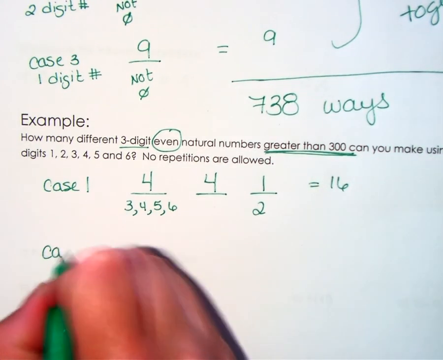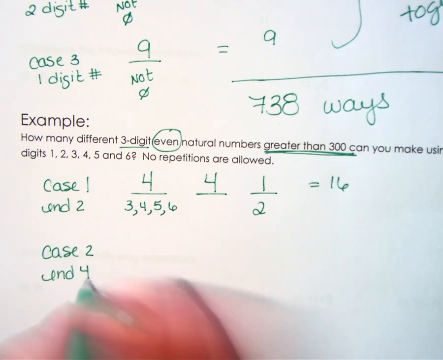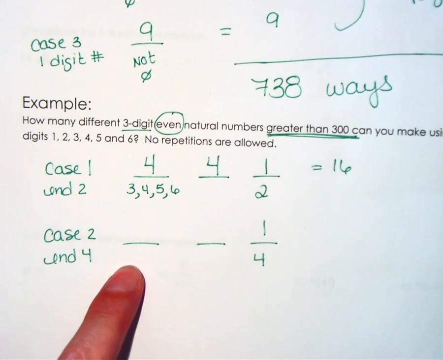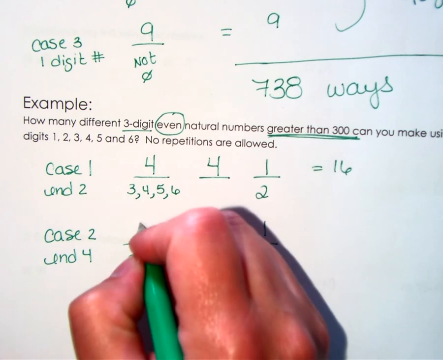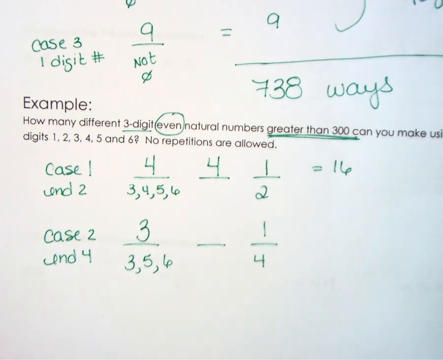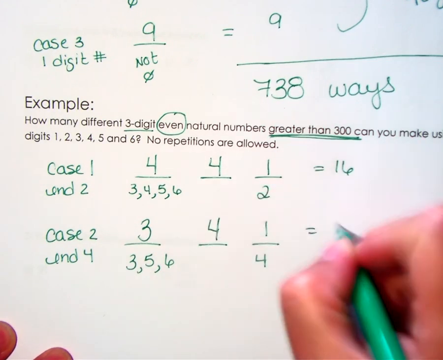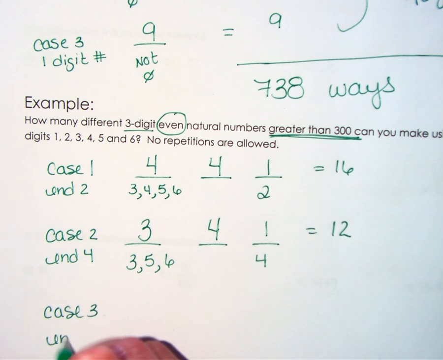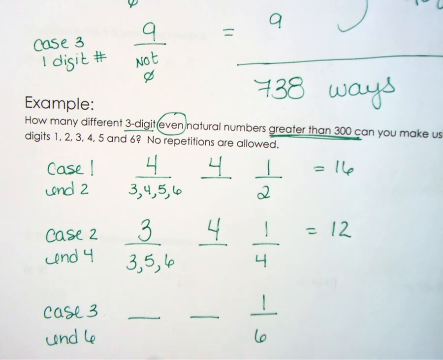Okay, so case number 2. This one ends in 2. This one's going to end in 4. So if this one ends in 4, what can go here? 3, 5, 6. So there's 3 on this line. And if I use a digit here and a digit here, how many are left? 4. So guess what our last case is? It's going to end in 6. So I only have 1 of those.